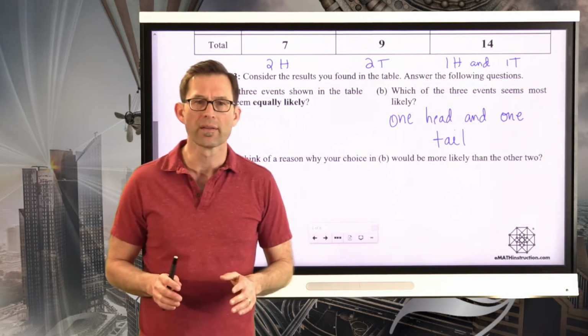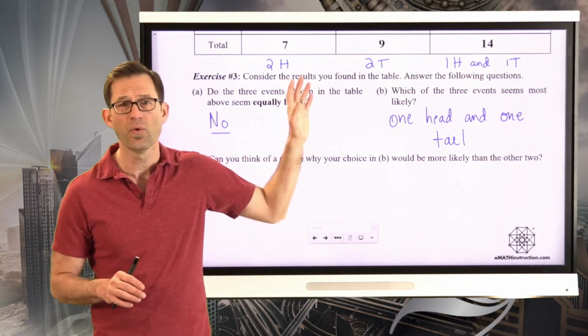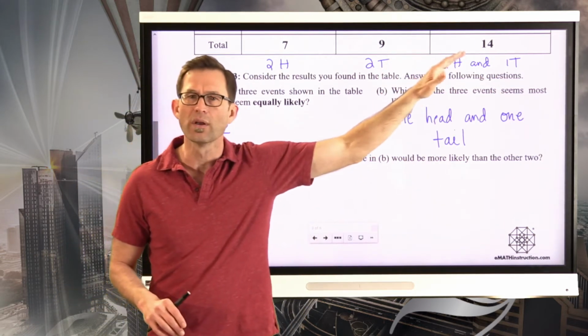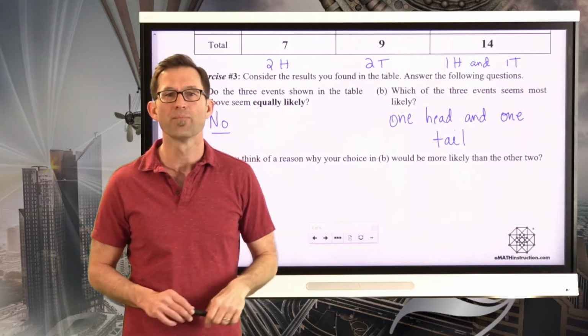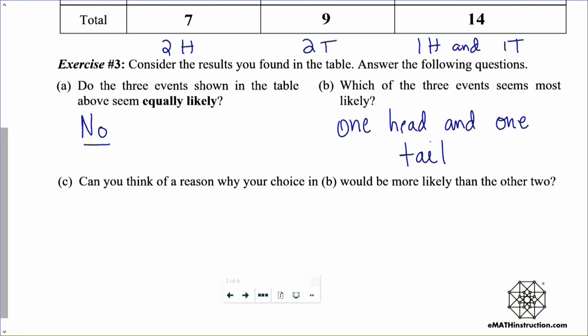Why would it be more likely given that when I flip 2 coins, the only 3 things that can happen are getting 2 heads, 2 tails, or a head and a tail? Why is it that this one should still be the more likely of the 3? Pause the video now and see if you can think about that.